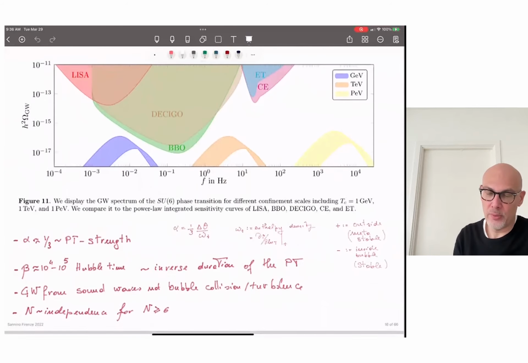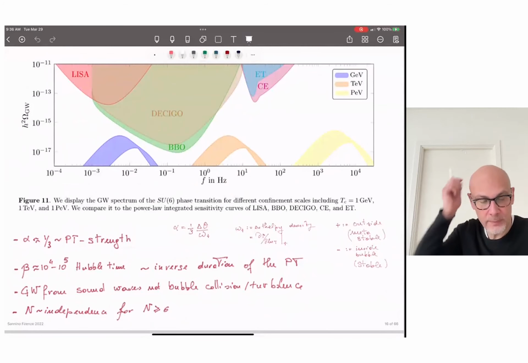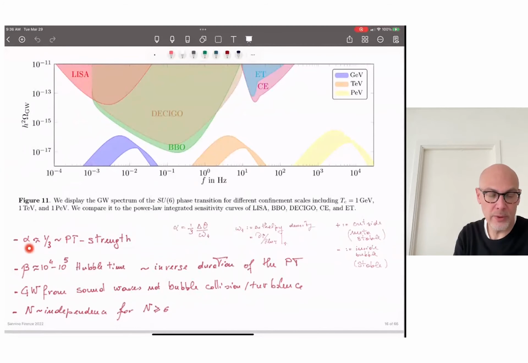So to make the story short, we were able then to calculate this alpha, which is linked to the phase transition strength. And alpha can be calculated to be 1/3 of the difference between the two phases of the stress energy tensor, divided by the enthalpy density.